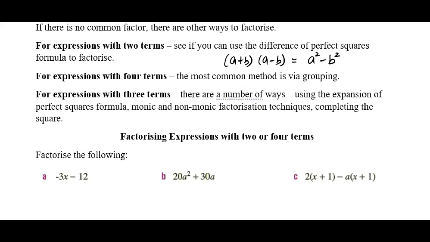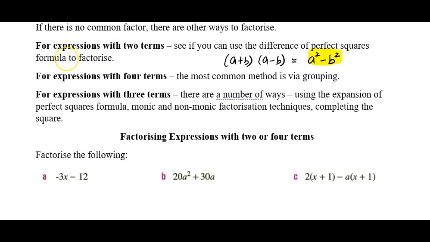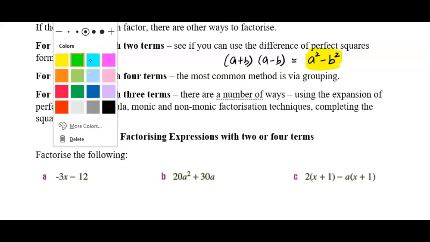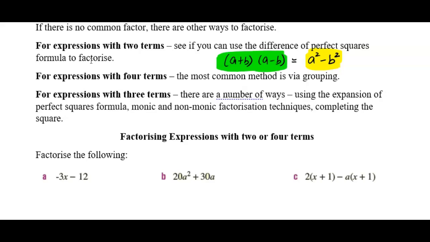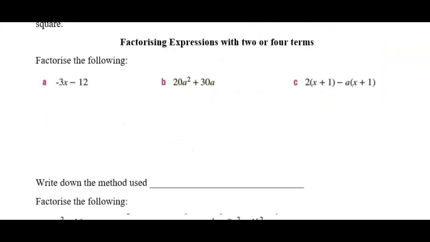Obviously, given we are trying to factorize the expression, a question in this particular topic is going to be given in that format, and the question will expect us to factorize it into its brackets form of a plus b times a minus b. Right, so let's jump straight into the first set of examples. So, factorizing expressions with 2 terms, right?